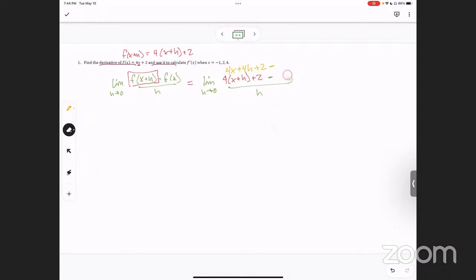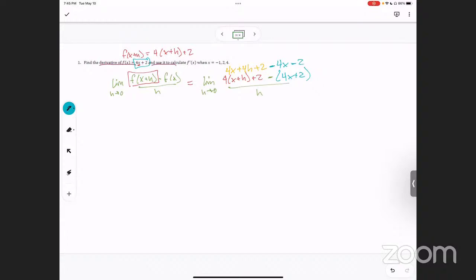Instead of plugging in f of x, I should have written out f of x. What was f of x again? 4x plus 2. Yep, 4x plus 2. So now I'm going to distribute that negative in. So this is minus 4x minus 2, right? See what I did there?